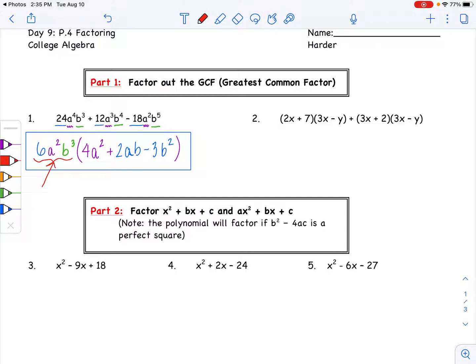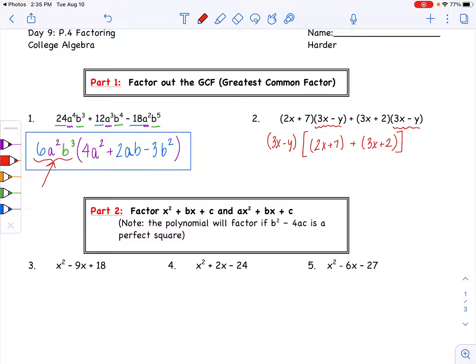Next one, looking at these, I'm like, oh gosh, do I have to FOIL and then simplify? That's a pain. Keep in mind, they both have this term, 3x minus y, in both terms. So get that out of here. If I factor it out, then left over in my first term is 2x plus 7. Left over in my second term is 3x plus 2.